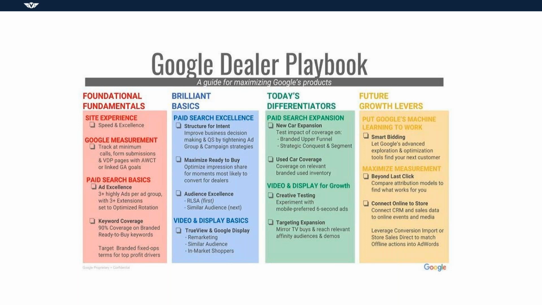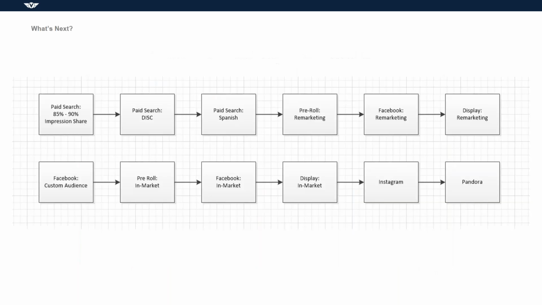So I'm gonna go through TrueView and Google Display, new car expansion, used car coverage. Some of you might have noticed that I skipped over that targeted brand fixed ops over in the red bucket. Creative testing, targeting. I'm going to go through basically the whole green section as well as the bottom part of the blue here on my next slide, because what I really think is important for dealers to understand is where they should spend money first and then how they should flow that.